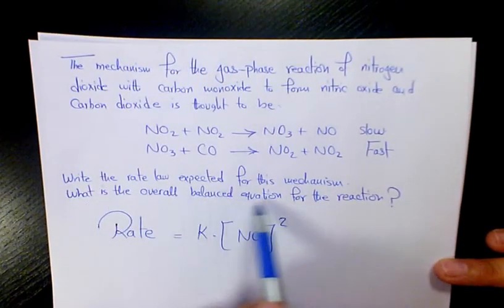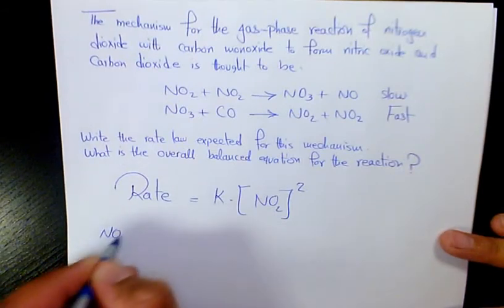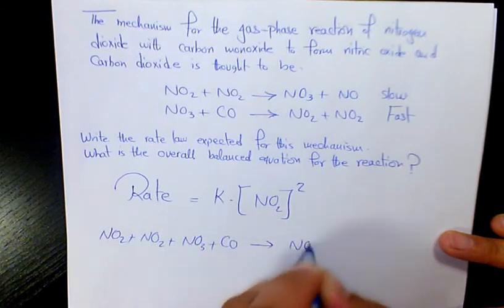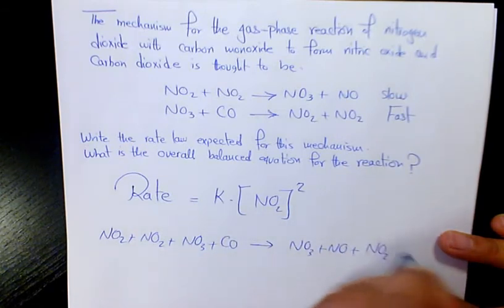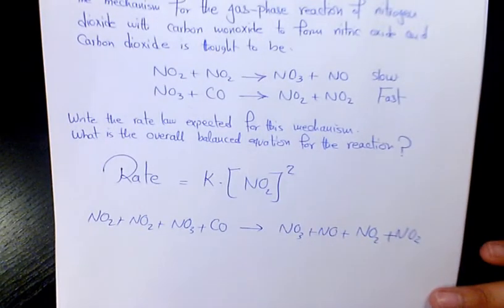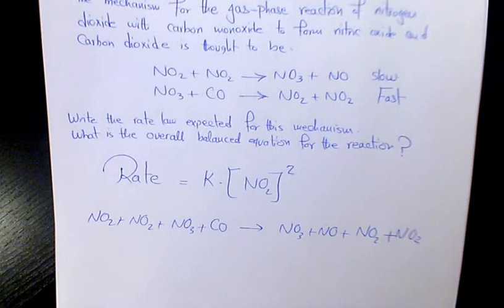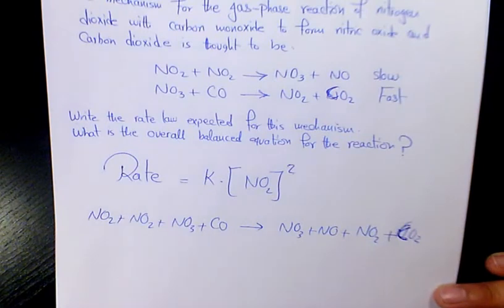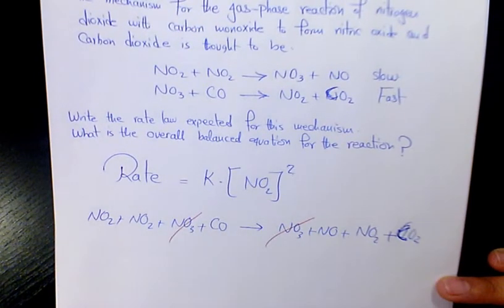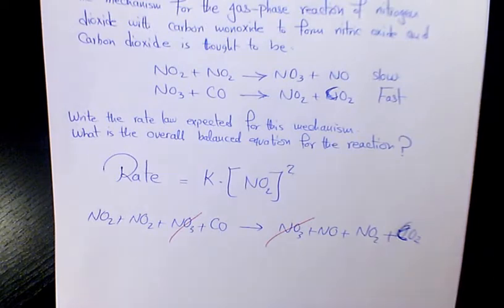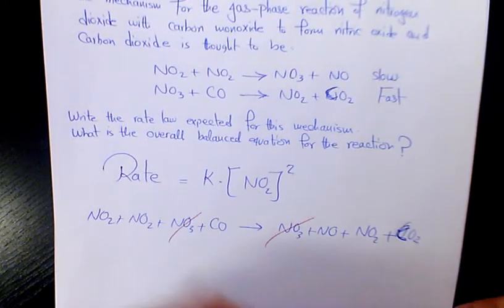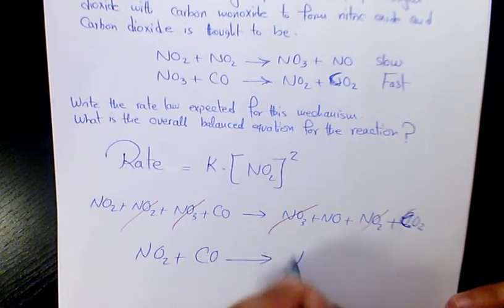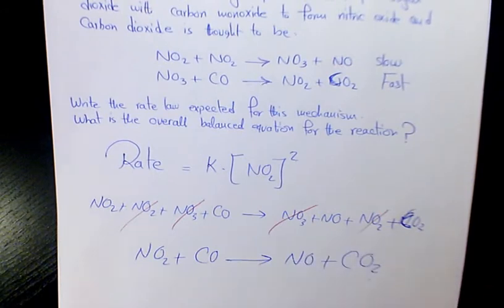And to write the overall balanced equation, we need to add them. It's going to be NO2 plus NO2 plus NO3 plus CO gives us NO3 plus NO plus NO2 plus CO2. So what we can do, NO3 and NO3 cancel out. One of the NO2 and NO2 cancel out, so it's going to be NO2 plus CO gives us NO plus CO2. That's going to be the overall reaction.